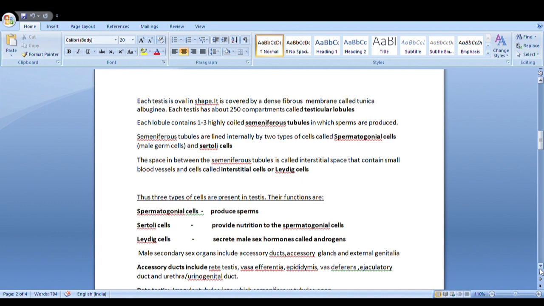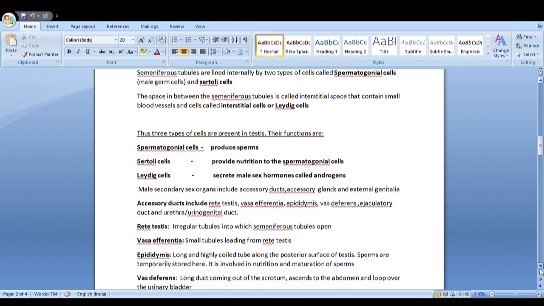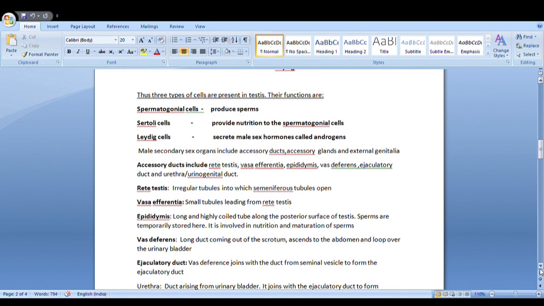Thus, three types of cells are present in testis, and their functions are as follows. Spermatogonial cells produce sperm. Sertoli cells provide nutrition to the spermatogonial cells. And Leydig cells secrete male sex hormone called androgens. So, the three types of cells found in testis are spermatogonial cells, Sertoli cells and Leydig cells. Spermatogonial cells produce sperms. Sertoli cells provide nutrition to the spermatogonial cells. Leydig cells secrete male sex hormone called androgens.